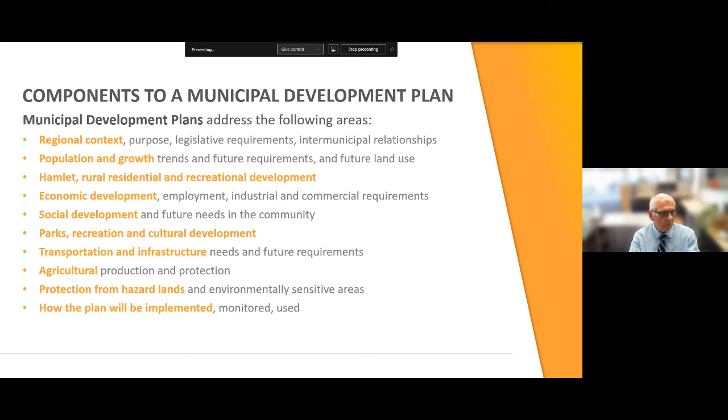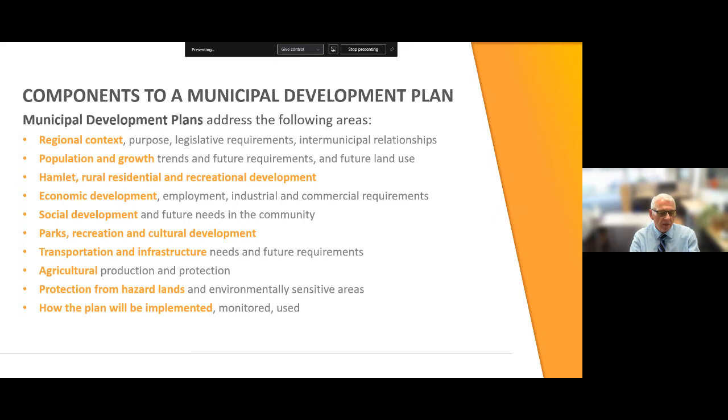And because we're dealing with Cypress County as a rural county, agriculture is a really important part when it comes to looking at the production and protection of agriculture as a primary land use in the municipal development plan. It also looks at hazard lands and environmentally sensitive areas to ensure that those areas get protected.